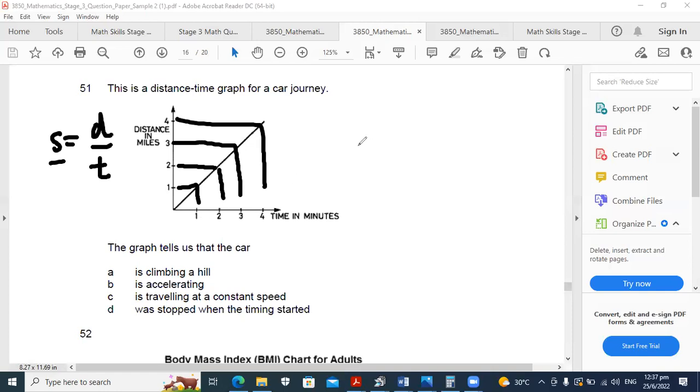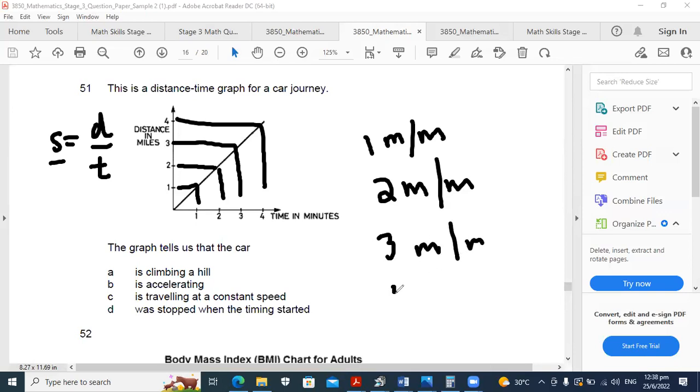Because in the first instance, it was 1 mile per minute. And the second one is what? 2 miles per minute. Then 3 miles per minute. Then 4 miles per minute. All right. So what is happening to the speed of the car? It is increasing, not true? Yes, sir. It goes up.